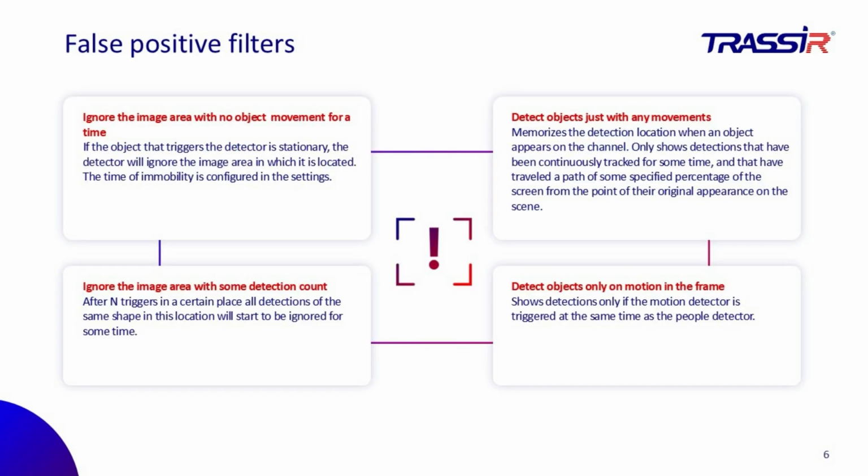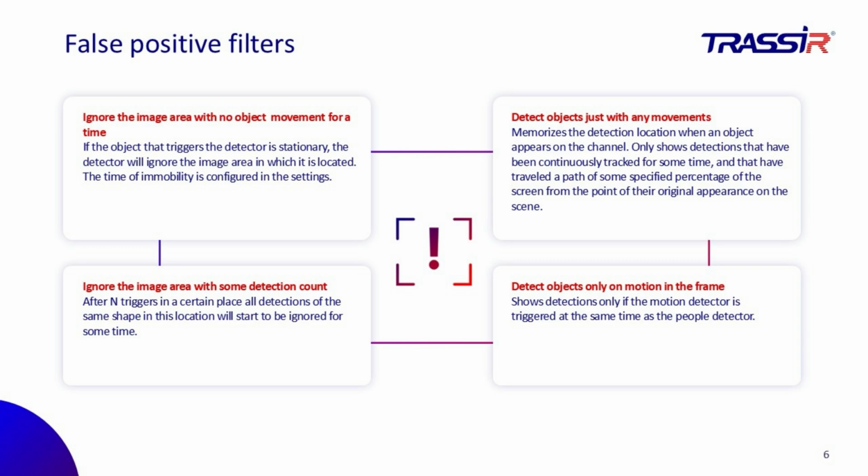The next thing we'll look at is false positive filters, which can help minimize detection errors. There are 4 types of filters. Ignore the image area with no object movement for a time. If the object on which the detector is triggered is stationary, then the detector will ignore the image area in which it is located. The time of immobility is set in the settings. Ignore the image area with some detection count. After a certain number of triggers in a certain place, all detections in that place of the same shape begin to be ignored for a while.